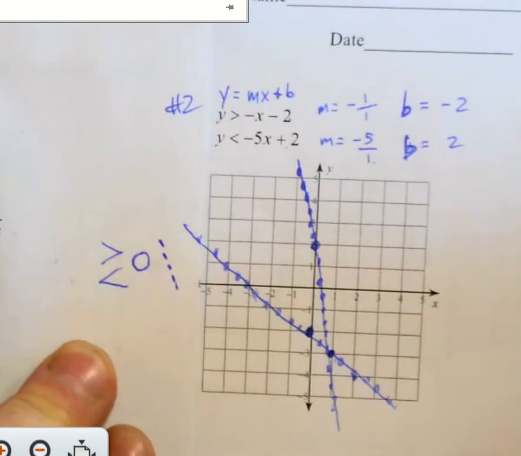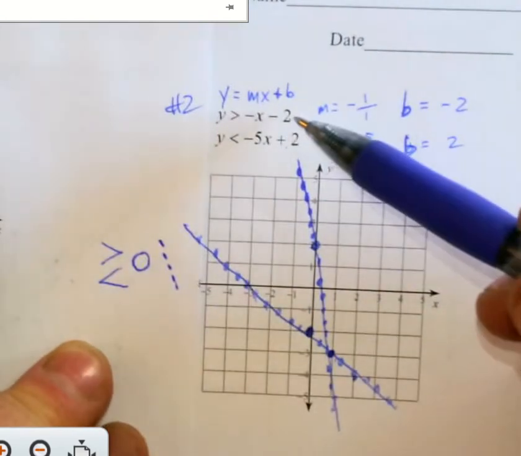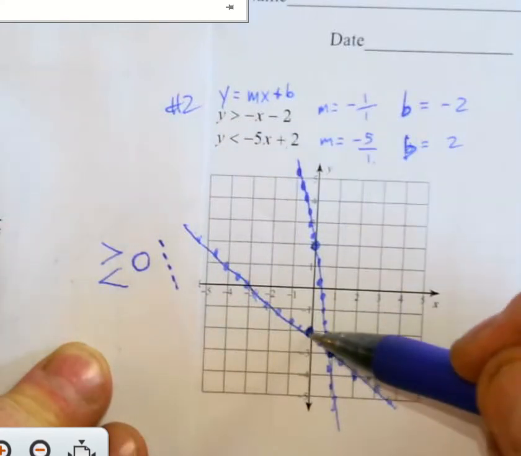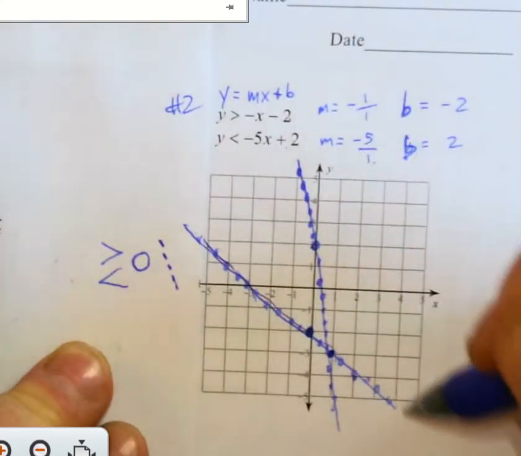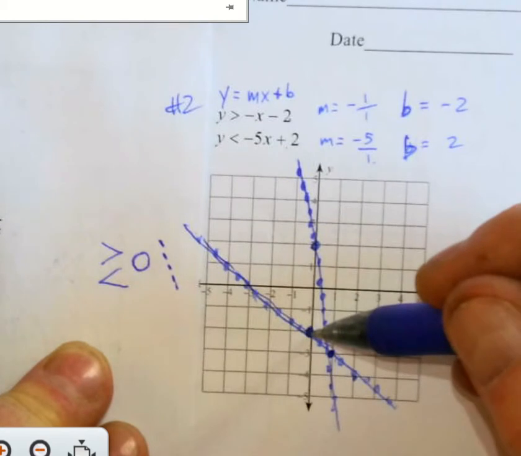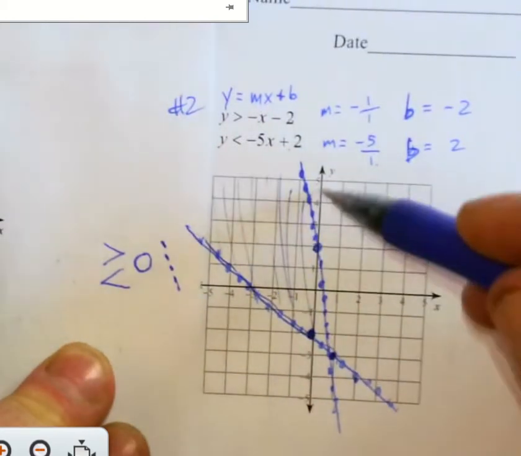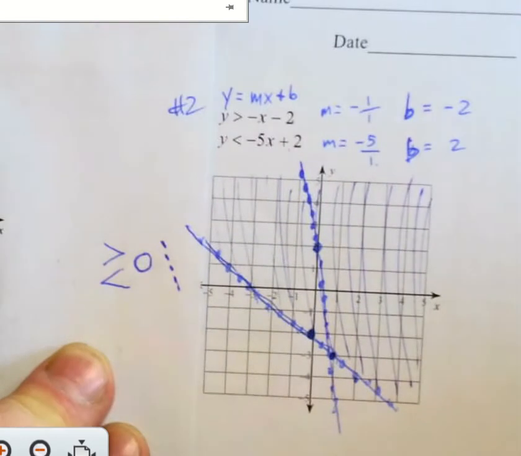Where can it be? Let's look at the first equation, the one that goes through -2, y equals -x minus 2. So it says greater than. So I find that line, -2. It's this line down here. Okay, this dotted line. It's greater than, so I'm going to shade above it. Above the line. So I'll do a shading like this. Above it.